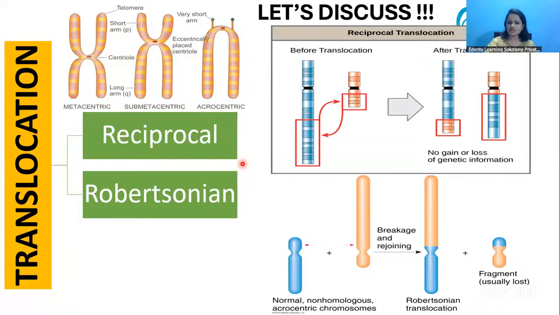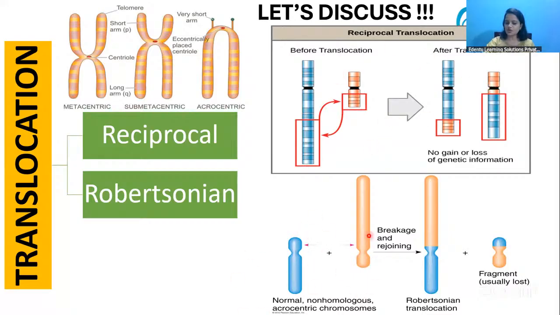In reciprocal translocation, as mentioned, a part of the chromosome is translocated with another chromosome. So this part is coming here and this part is going there. There is no gain or loss of genetic information happening. So that is the reciprocal translocation.